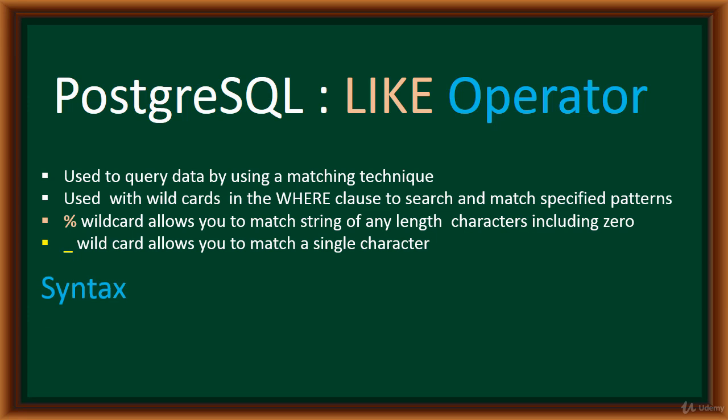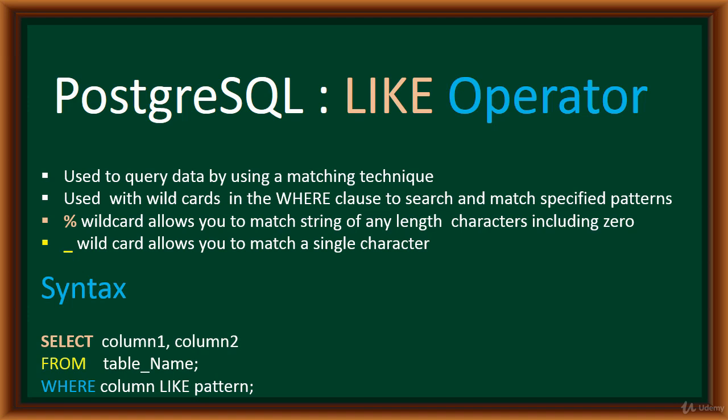Syntax represents how you would structure a LIKE operator with your queries. So this is a simple syntax whereby you select your column names if you're choosing columns. If not, you can use all the columns by using an asterisk. You specify the table name, and then inside the WHERE clause, after the column, you specify the LIKE pattern, the pattern you are trying to match. The best way to show you this is to actually see it in action.